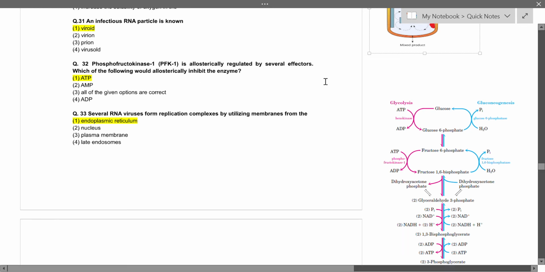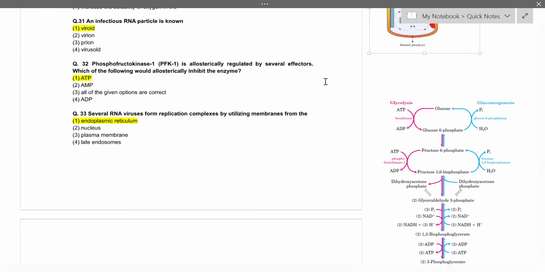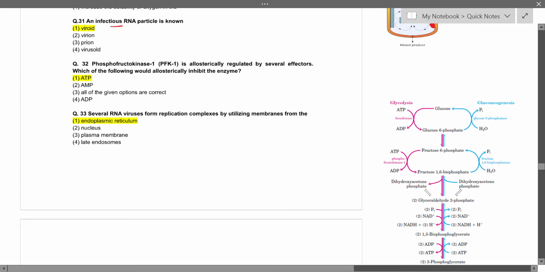Hello friends. In this video, we will be discussing the questions from the GAT-B paper from the 31st question. In the previous video, we discussed the questions from 1 to 30 of section B. So let's continue. The 31st question is, an infectious RNA particle is known as.